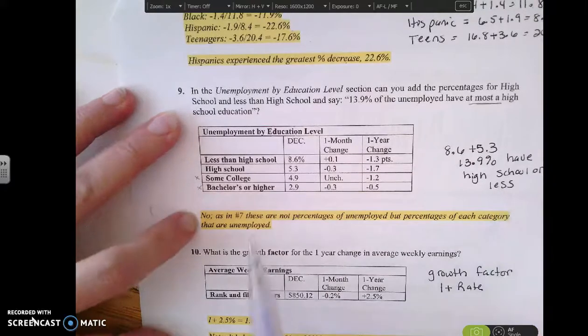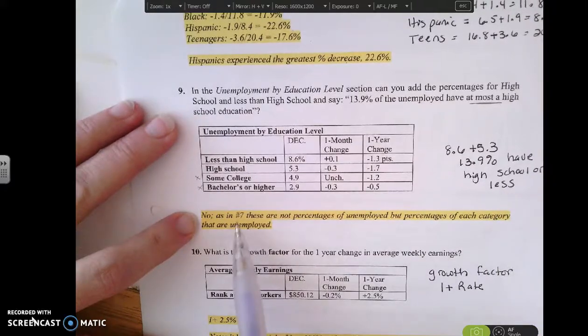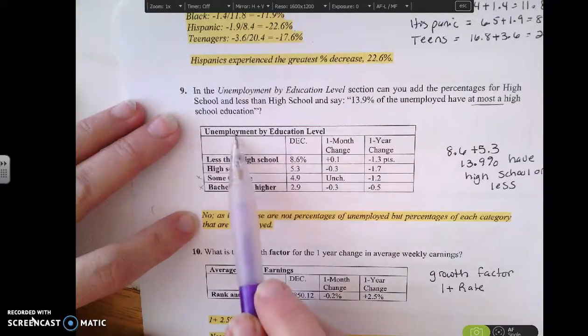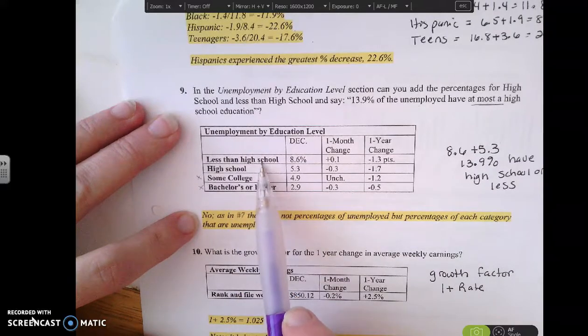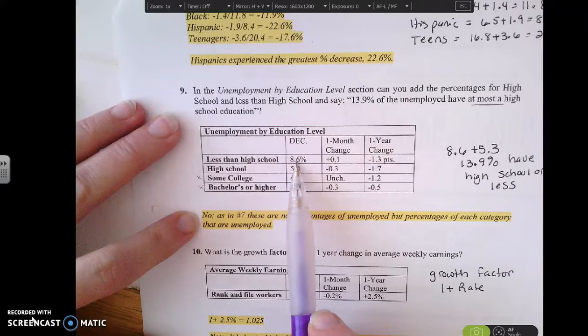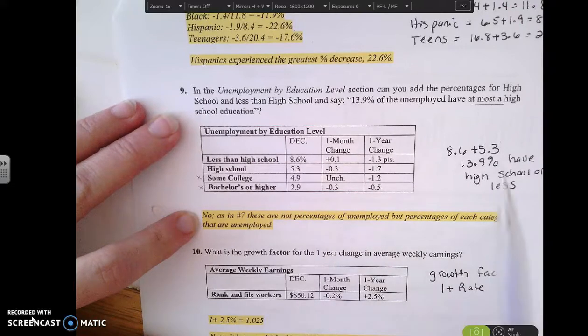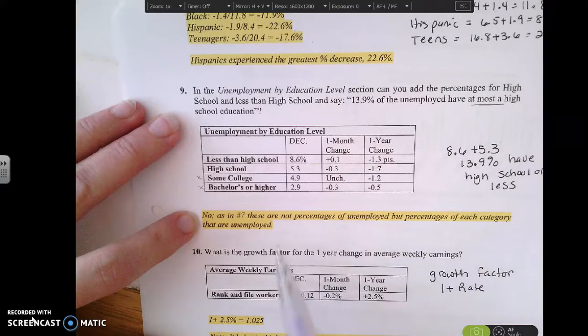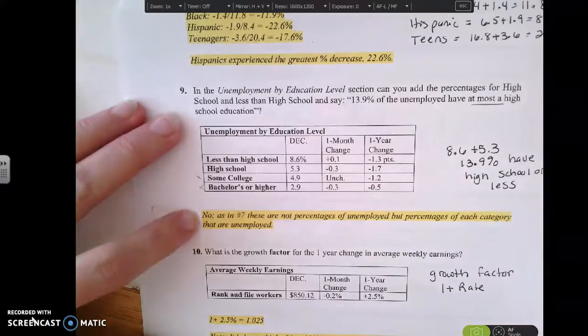So, but this isn't true because, again, it's the same argument that we had in the other chart. This percentage is the percentage of unemployed people that have less than a high school education. It is not the total percentage of all the population. So this would not be an accurate statement.